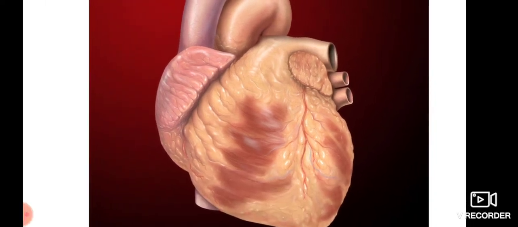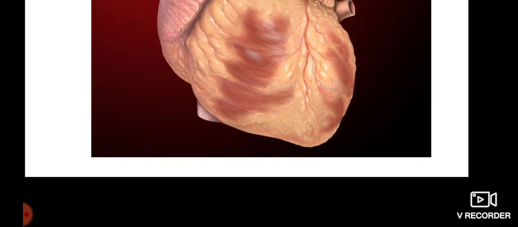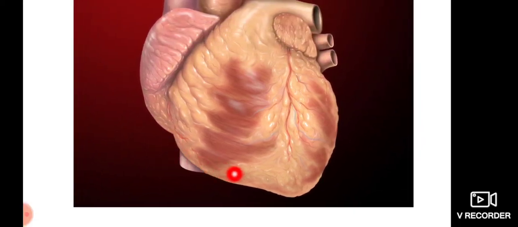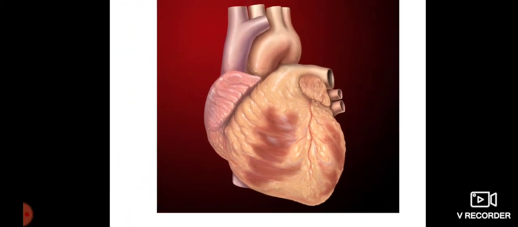Then the borders. It has a superior border formed by 2 atrium, right border formed by right atrium, then inferior border which is formed by right and left ventricle and a small portion of the left ventricle. Then left border which is formed by left ventricle and left auricle. Not the atrium, the auricle, because atrium is not visible. Okay. This is about the borders. So all the borders are continuous. Superior border, right border, inferior border and left border.